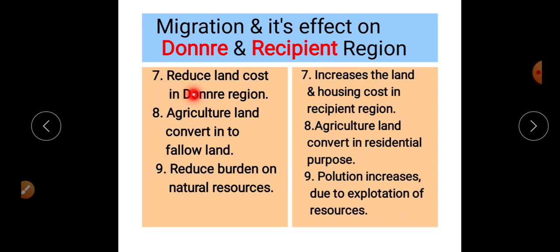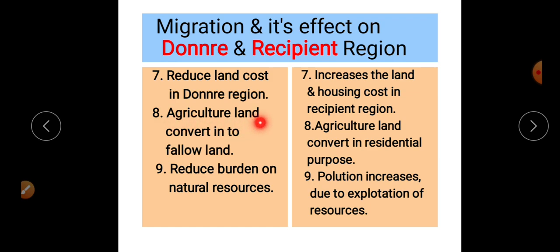Then seventh, reduced land cost in the donor region. We observe there is a low cost related with rural centers and their land area. But the opposite condition is in the urban center in a recipient region: the land and housing cost increases because of the high number of immigrants. They need houses as well as land, and that's why the demand is high for the residential sector, for housing, and the housing cost increases.